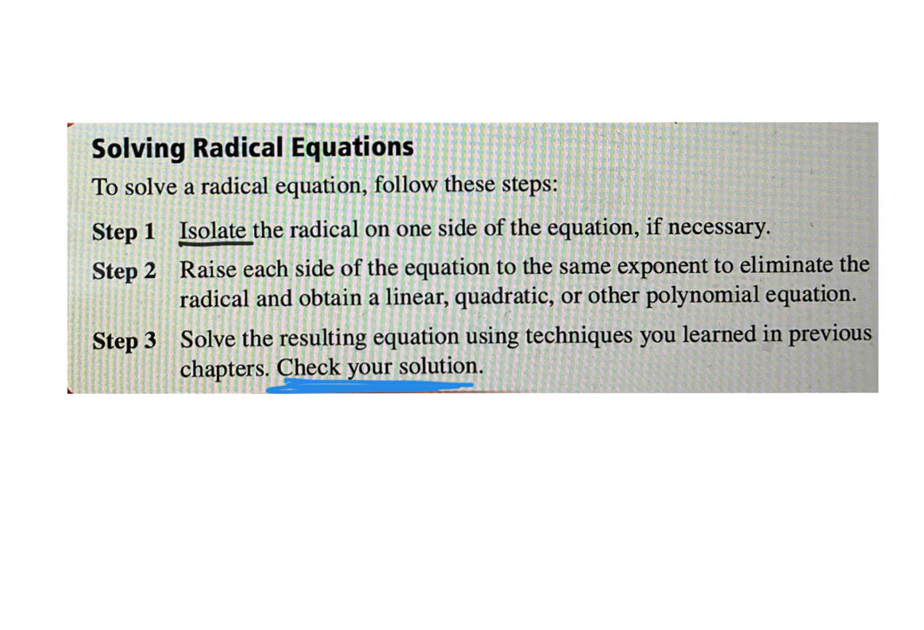Step 1, we've got to get the radical isolated. We've got to get the radical by itself. Okay, the square root, cube root, whatever it is, on the side all by itself. Then we're going to raise each side of the equation to the same exponent, and the exponent is going to be whatever the index is on the radical. So if it's a cube root, we're going to cube both sides. If it's a square root, we're going to square both sides.